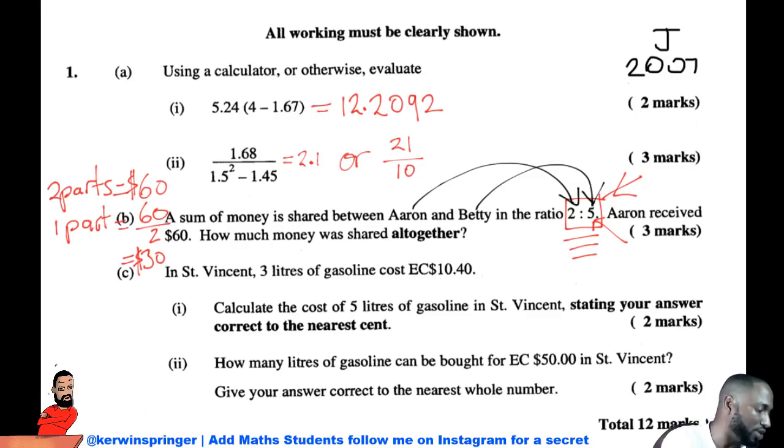The tip for anybody who doesn't understand: 3 liters cost this amount, so you find out how much 1 liter will cost. You divide. Always find for 1. And then find out how much 5 liters will cost. The statement will actually look something like this: 3 liters equal 1040. So therefore, 1 liter would be equal to 1040 divided by 3.